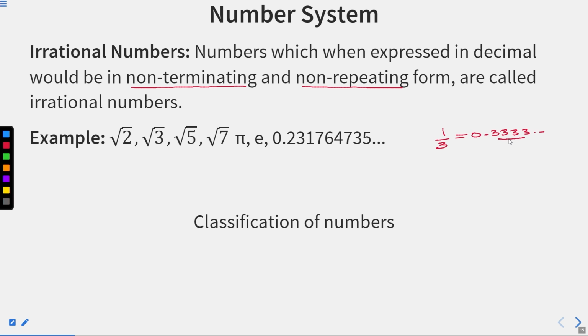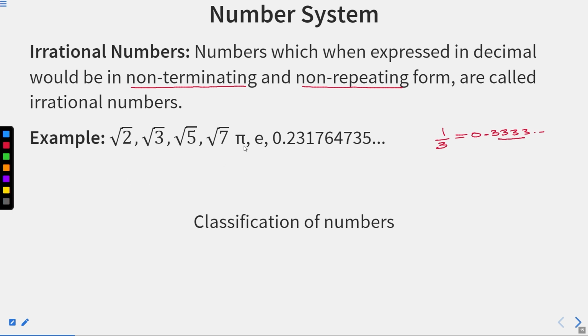So 1 upon 3 is going to fall in rational numbers, because 1 is an integer and 3 is an integer, but the number that comes out is non-terminating. So how come that number is rational but not irrational? The simple explanation is 1 upon 3 is definitely equal to 0.333, non-terminating, correct, but it is repeating itself. So it is going to be a rational number.